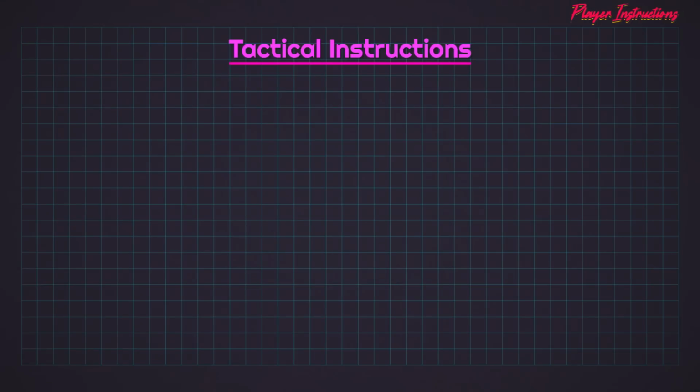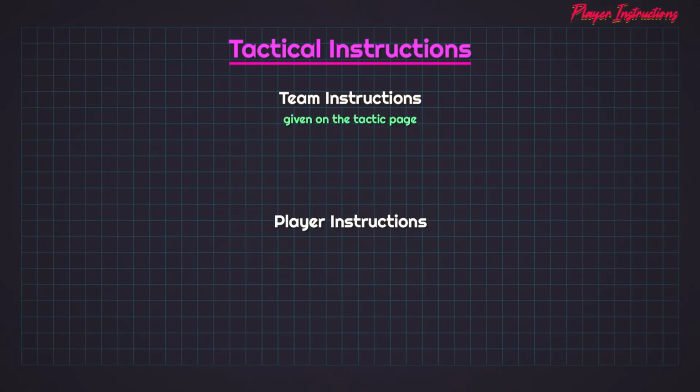Instructions are the specific ways you want your tactic to play out during a match. And there are two types of tactical instructions: team instructions and player instructions. Team instructions are given on the tactic page and are broad, general ways you want your team to play.